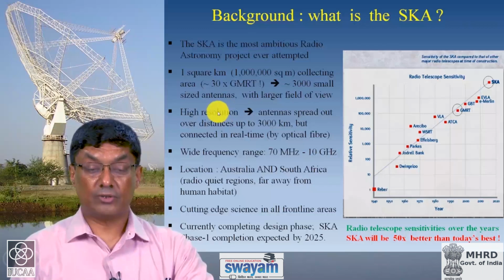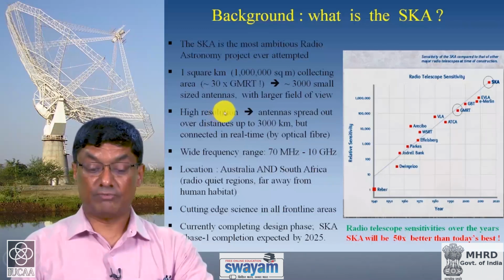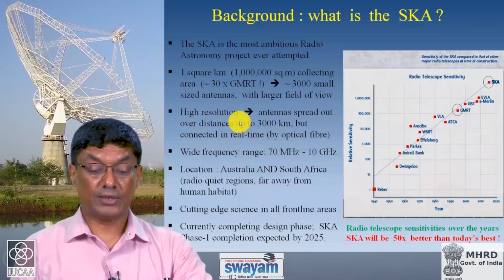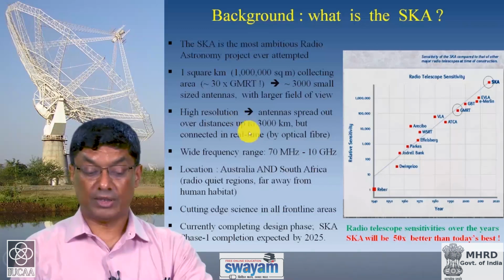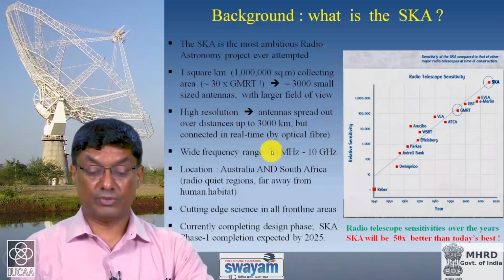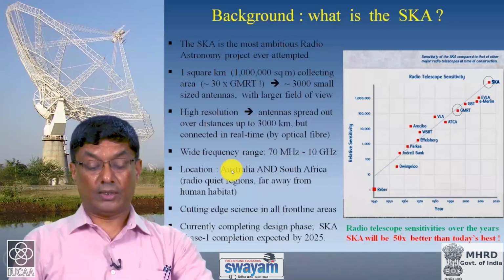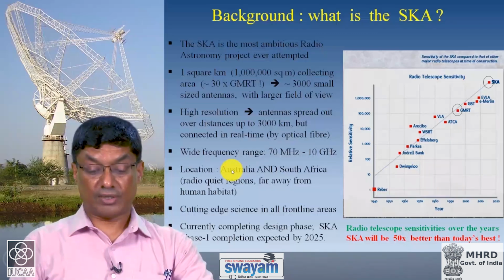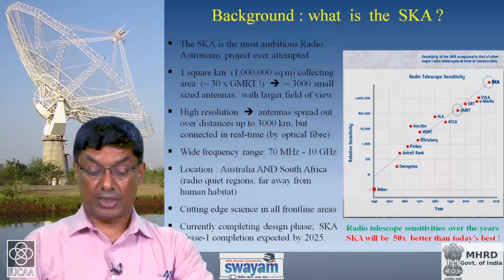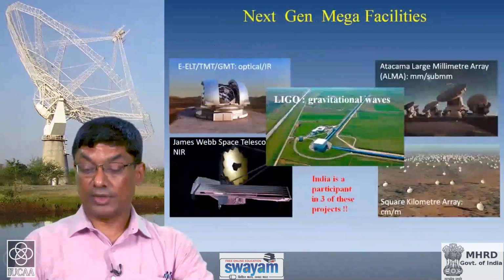And it will have a much higher resolution, because it will have antennas spread out in the final configuration up to thousands of kilometers, but connected in real time by optical fiber, and a much wider range of frequency coverage from tens of megahertz to 10 gigahertz or so, and located in very radio quiet regions of the world, semi-desert regions in Australia and South Africa, far away from man-made sources of noise, and will have cutting edge science applications.